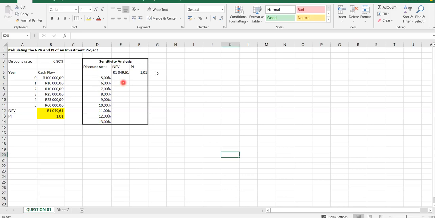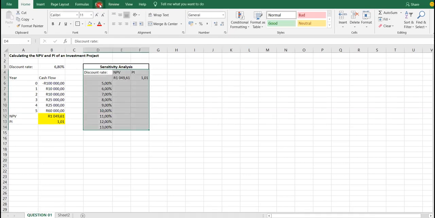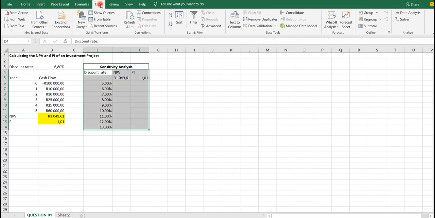Now the next step is to actually do the sensitivity analysis. To do that, I'm going to highlight the different cells that I want to use. So I'm going to highlight everything here. Then after highlighting, you just go up a little bit. I'm going to tap on Data. Then I'm going to use the What-If Analysis. That is the one that you use to do sensitivity analysis. Then I'm going to work with tables, since I use the data table.